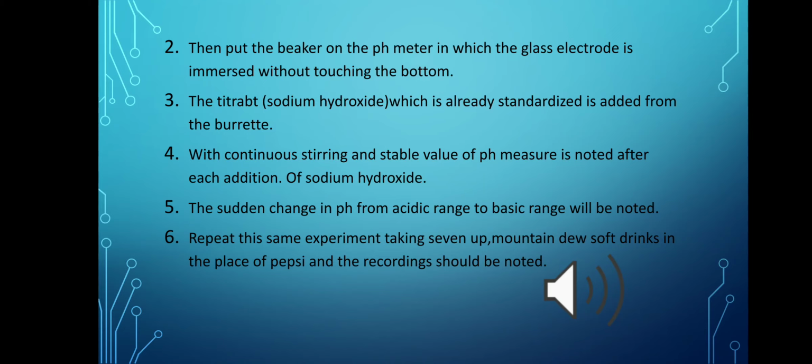We will observe that there is a sudden change in pH from acid to base. So we observe that a neutralization reaction takes place. Repeat the experiment. In place of Pepsi, we will take 7-Up and Mountain Dew. Repeat the process.